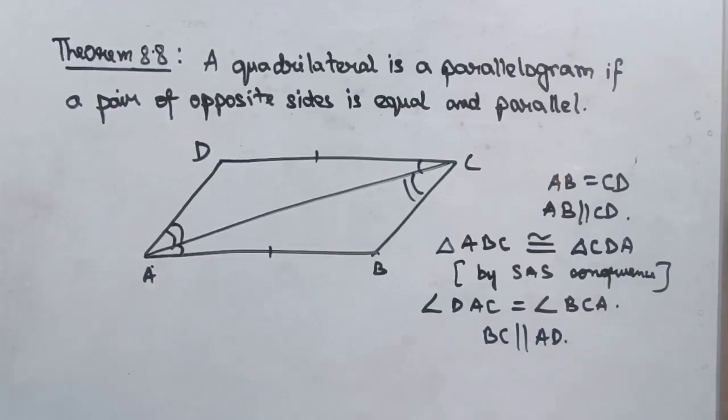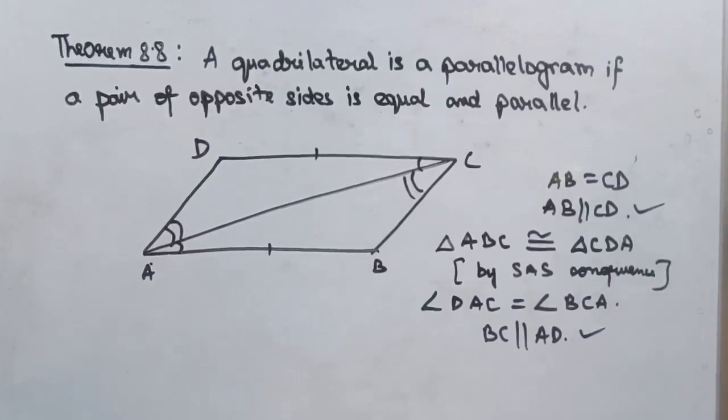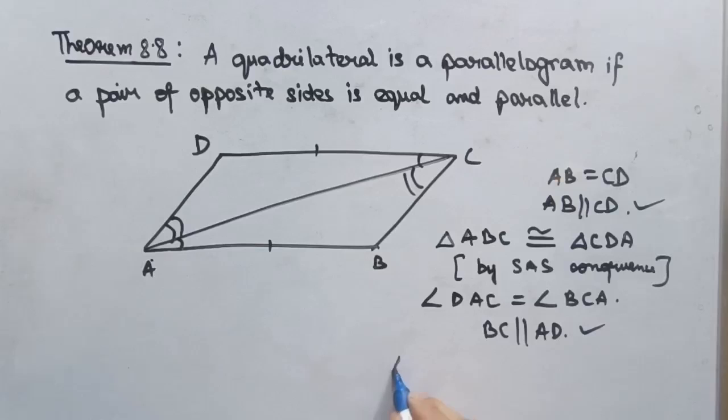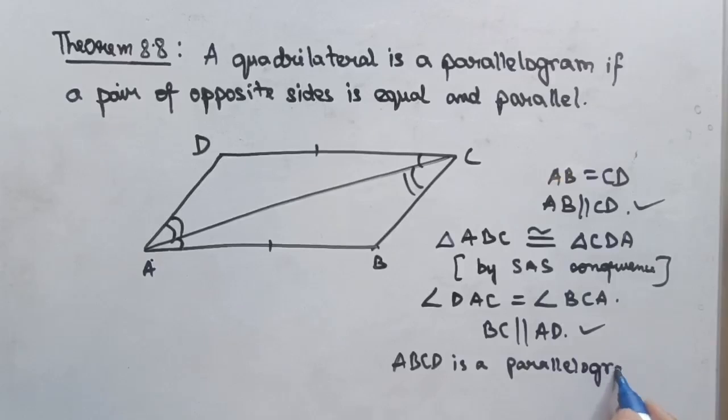That is, these two opposite sides of the given quadrilateral are parallel to each other. Since the opposite sides of the quadrilateral are parallel to each other, we can say that the given quadrilateral ABCD is a parallelogram. Hence proved.